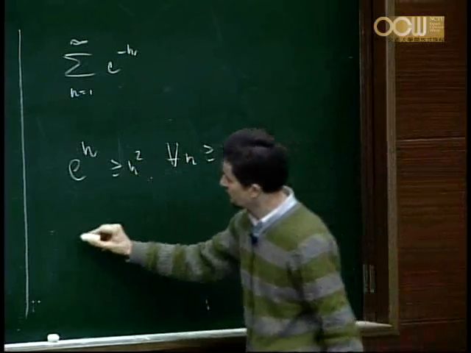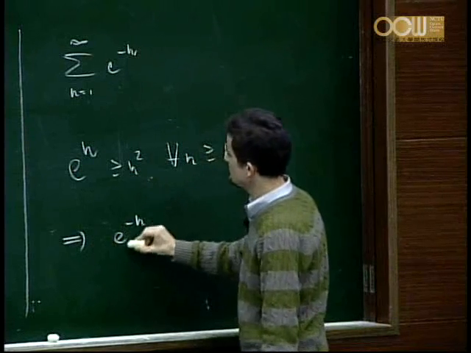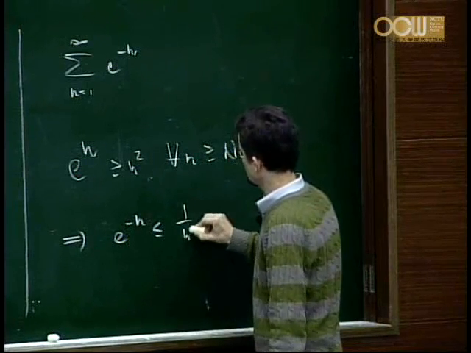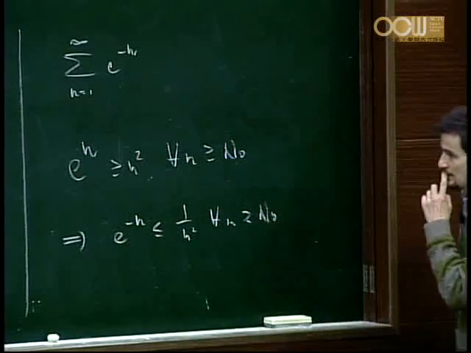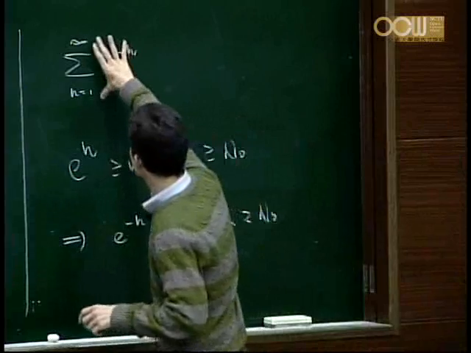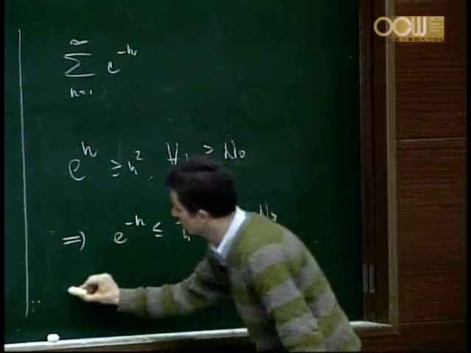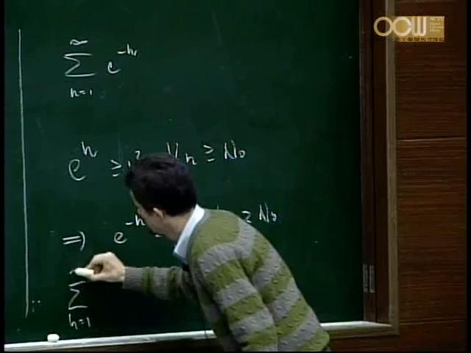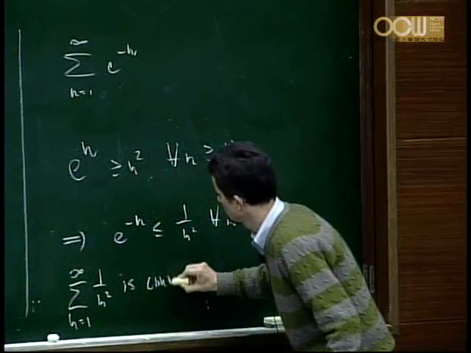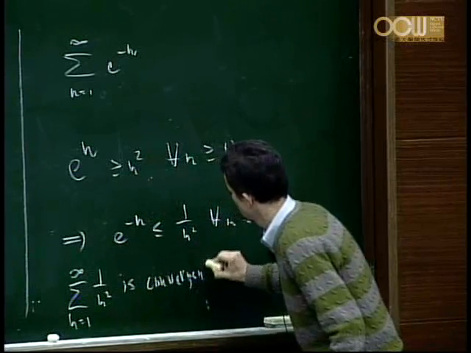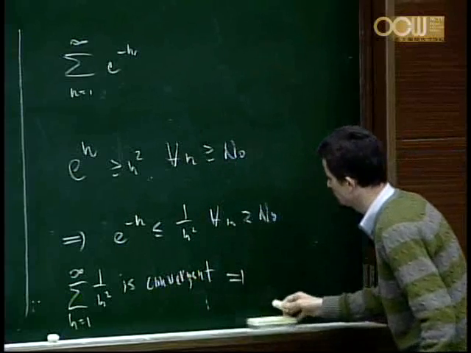From this, you see that e to the minus n is smaller or equal than 1 over n squared for all n larger or equal than n0. So you can compare this series with the series 1 over n squared, but the series 1 over n squared is convergent. Hence you can conclude that this series is convergent as well.